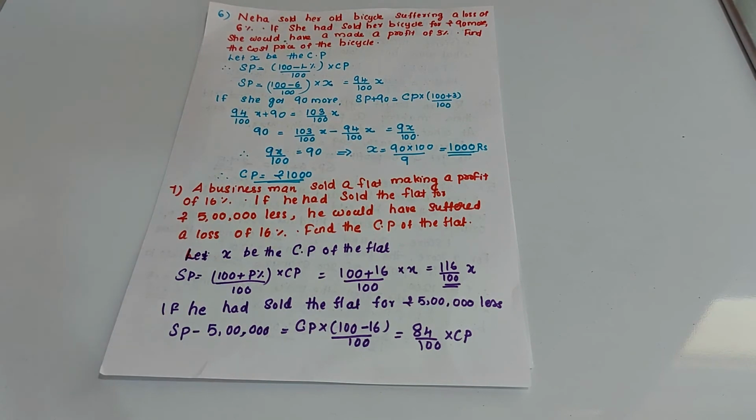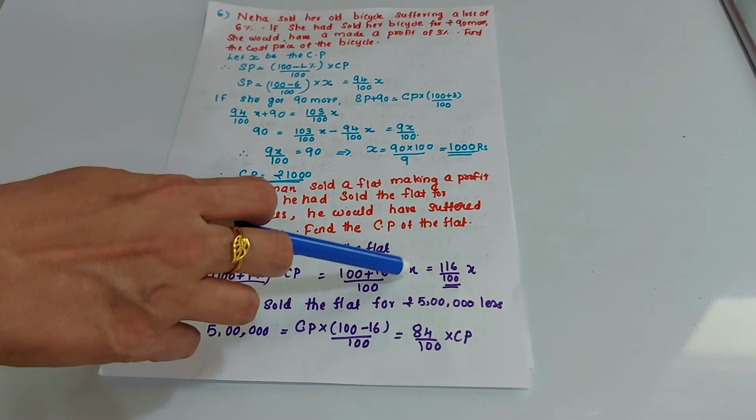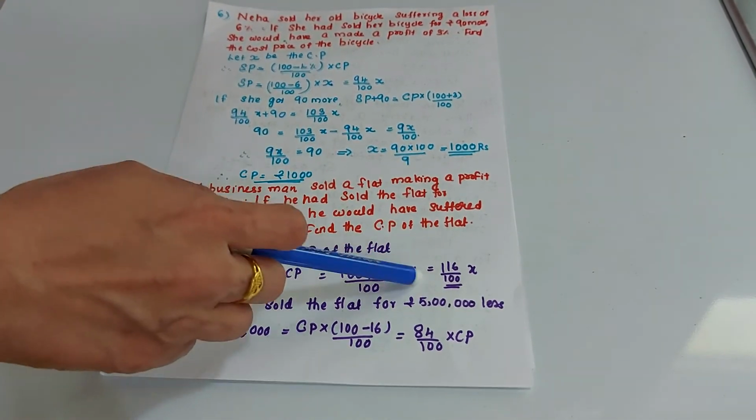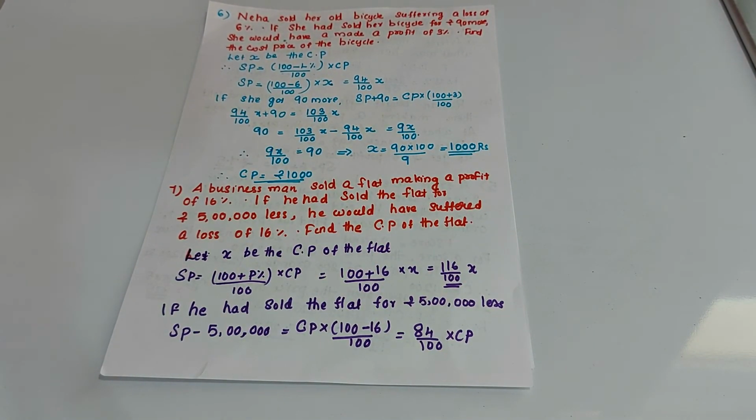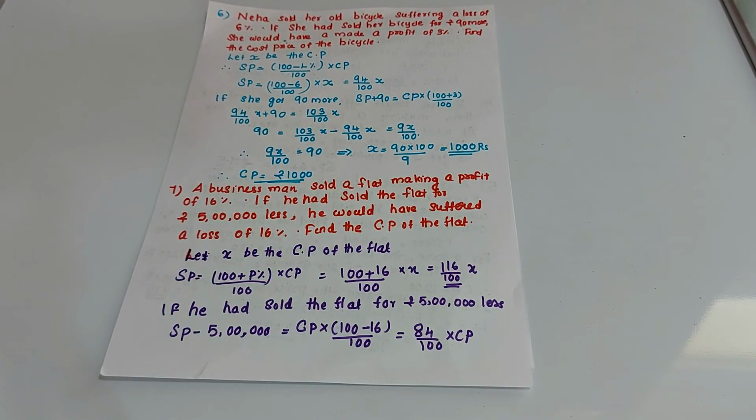The same way as in the previous problem, let x be the CP of the flat. Then what about the SP? Here he got a profit, so SP is equal to 100 plus profit percentage divided by 100 into CP. That is 100 plus 16 by 100 into x, so SP is equal to 116 by 100 into x.